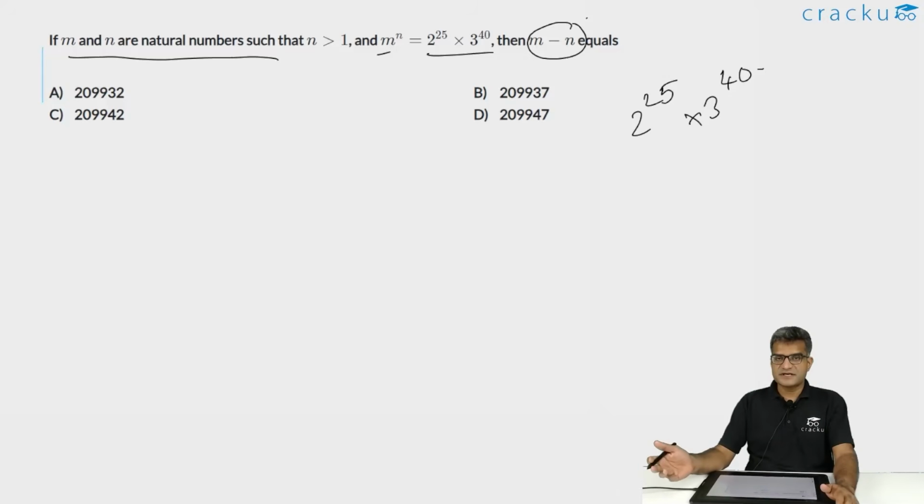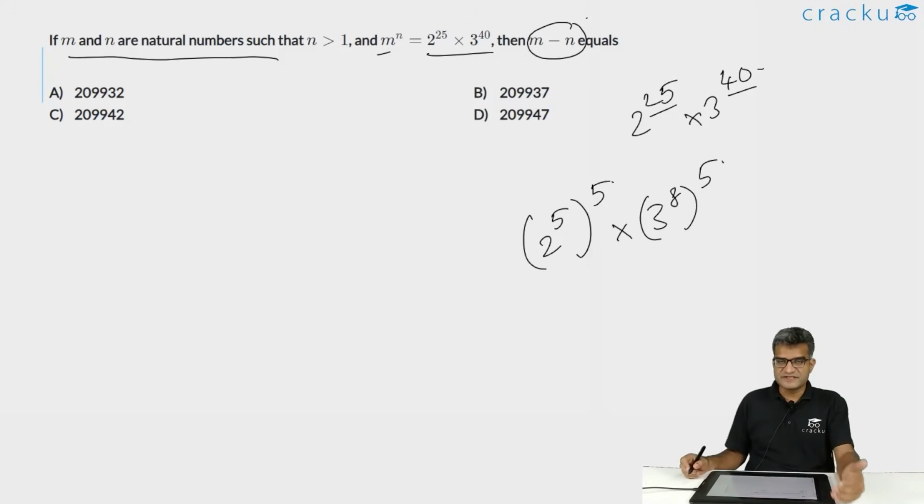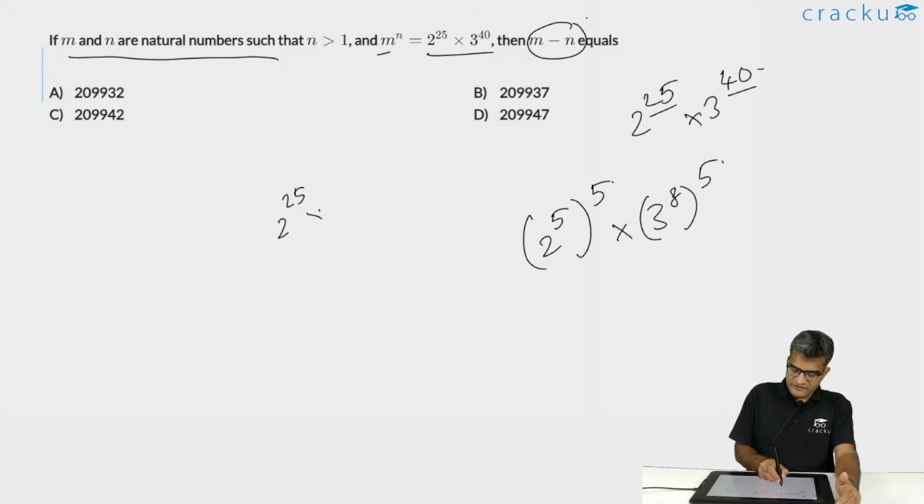Now you would notice that the only way this is possible is because 25 is 5 into 5 and 40 is 8 into 5. The only way this can actually be done is if this is 2 to the power 5 whole to the power 5 into 3 to the power 8 whole to the power 5, because we want the power to be the same. Another way to do it would be writing it as 2 to the power 25 into 3 to the power 40 whole to the power 1.